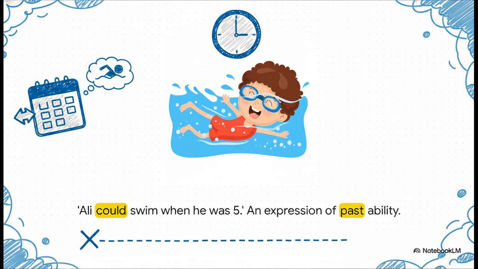And could? Well, could just takes that exact same idea of ability and plops it right into the past. It's all about what someone was able to do at some earlier time. So Ali could swim when he was 5. Hey, who knows? Maybe he can't anymore.